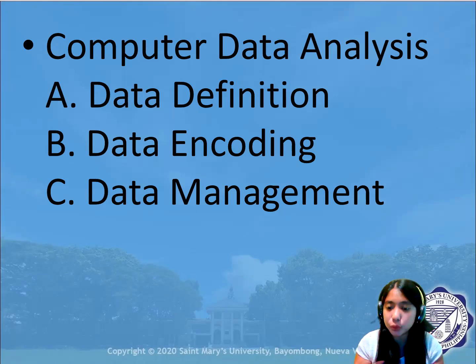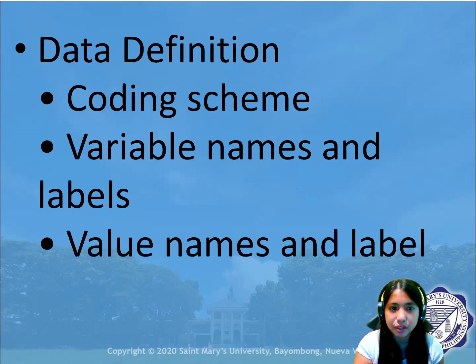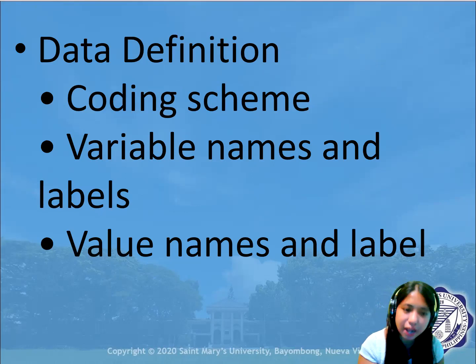So you are expected to use either the statistical software that we call SPSS, or we can also use PSPP, or if not, you can just simply use Microsoft Excel. In this video, we will just be covering the data definition. So what is data definition? We have to learn how to do the coding schemes, what variable names and labels are in computer data analysis, and what value names and labels are also in the data analysis.